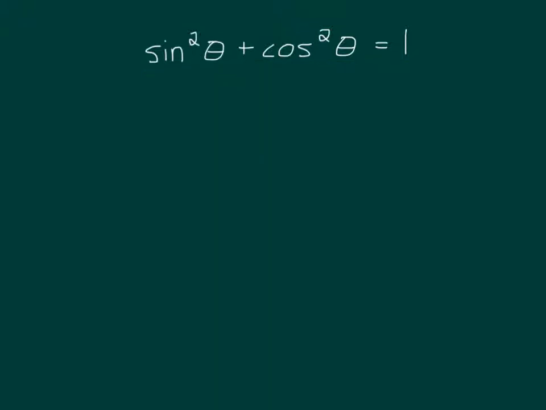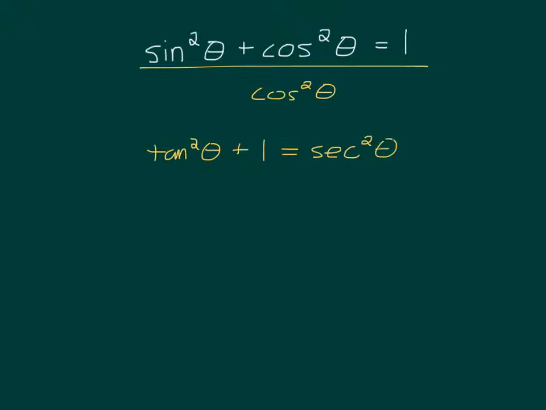So let's divide everything by cosine squared this time. What does that give us? That's going to give us tangent squared theta plus 1 is secant squared theta.